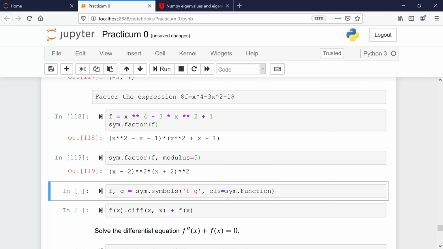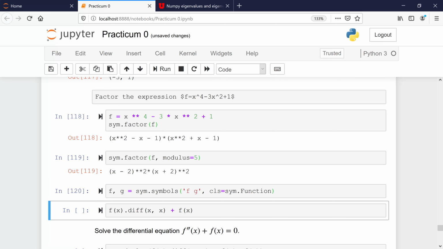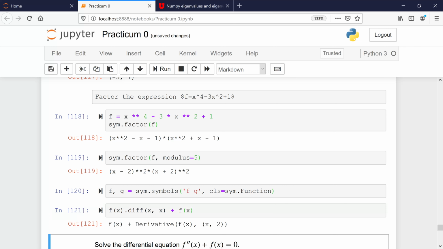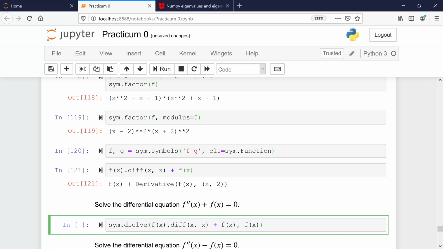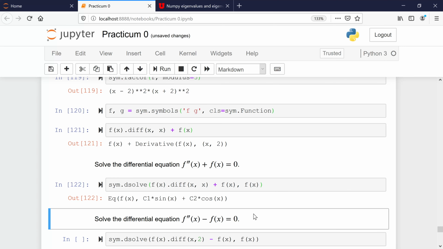Now, what did I do here? Yeah, we can solve differential equations. So here we are solving the differential equation. Let us try to solve the differential equation f double prime plus f equals 0. Should get a cosine plus b sine, right? But these are not numerical solutions. These are symbolic solutions. Okay.